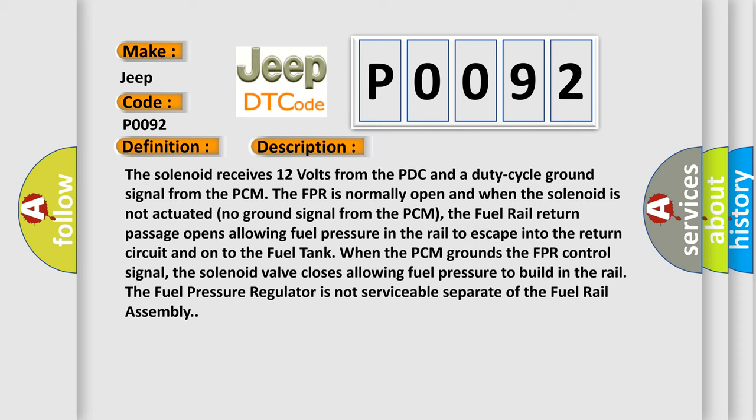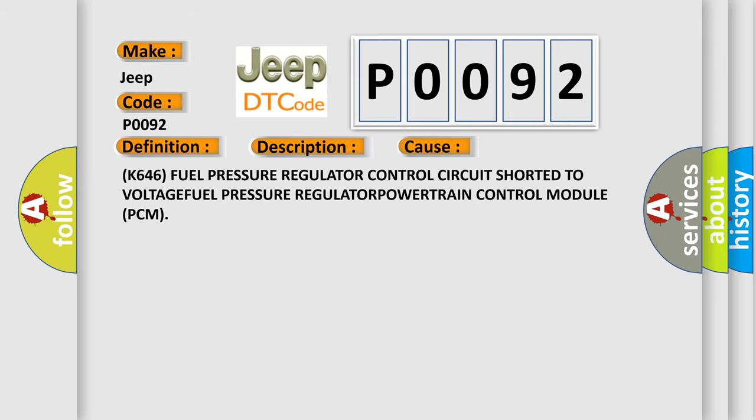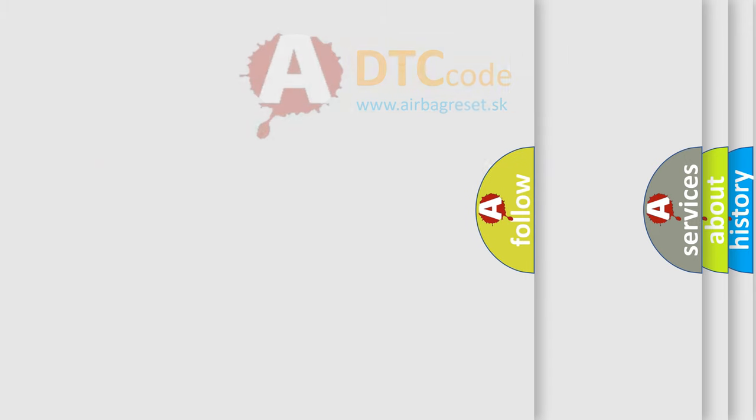This diagnostic error occurs most often in these cases: K646 fuel pressure regulator control circuit shorted to voltage, fuel pressure regulator, powertrain control module PCM.